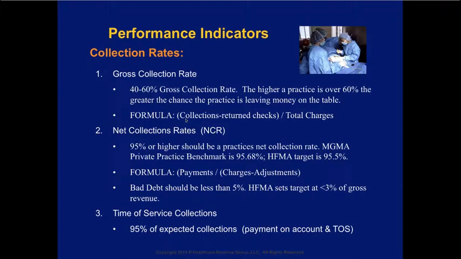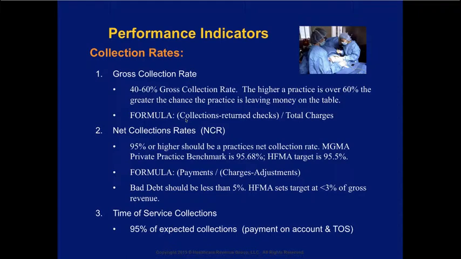Net collections, my NCR rate is going to be taking my charges, getting rid of those contractual adjustments, and then dividing by the payments, which is saying of the allowable amounts you've contracted with on your contracts. So my charge is $200. My allowable rate's $100. That's a 50% gross collection rate. Of that $100 allowable, how much of that did you collect? That's taking the adjustments out of the formula, and saying, divided by the payments, how much did you get. That better be like 99%.